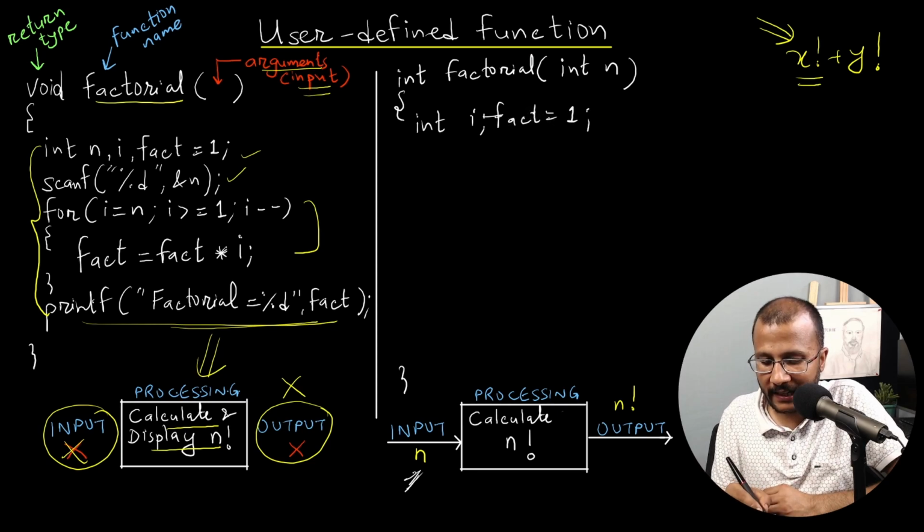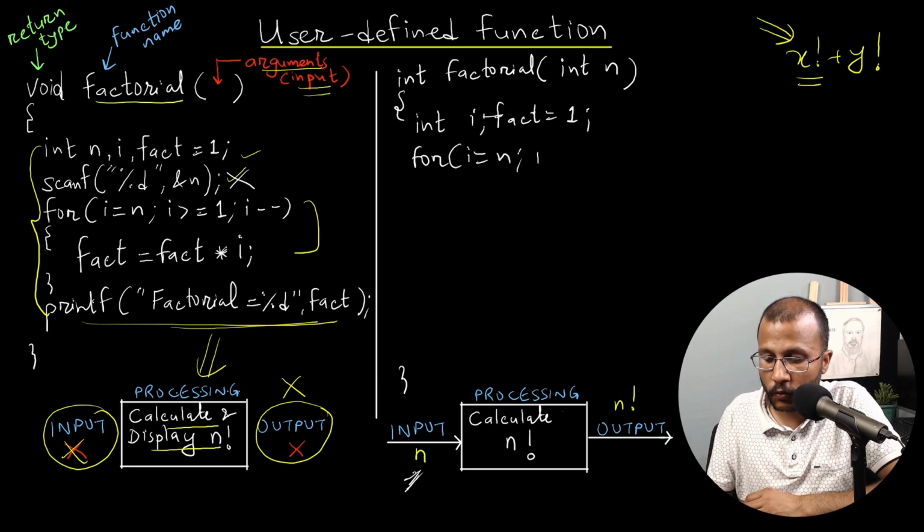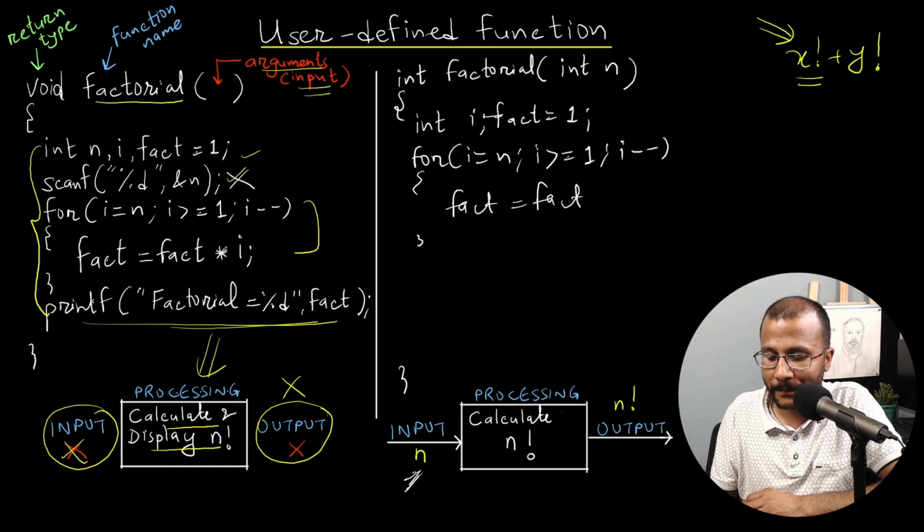Then I need not scan the value. I just run a loop here for, okay, i equals n. I'm running a loop from n to i greater than or equal to 1, i minus minus. This we have already discussed. Okay, this is the same loop. And then I just write fact equals previous fact times i. Okay, this will find out the factorial.